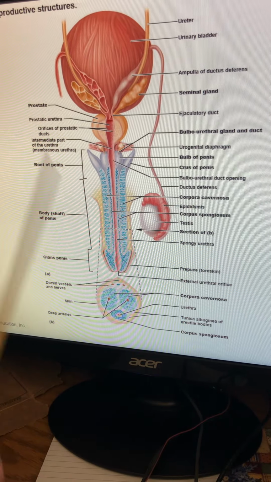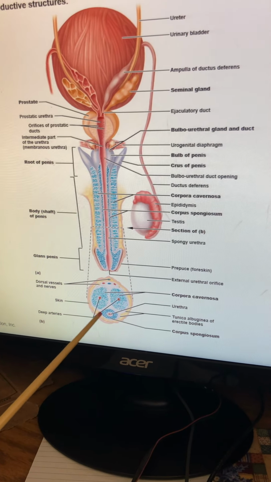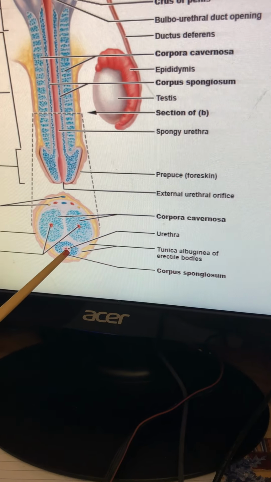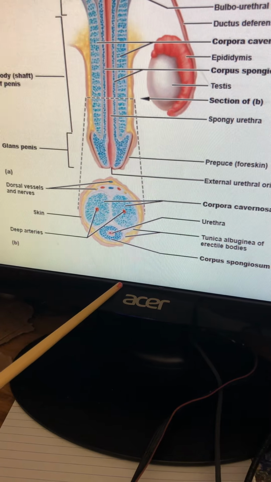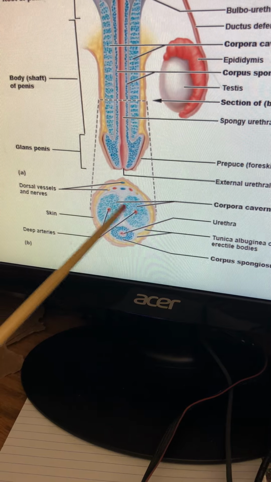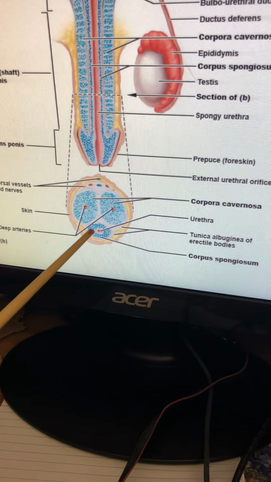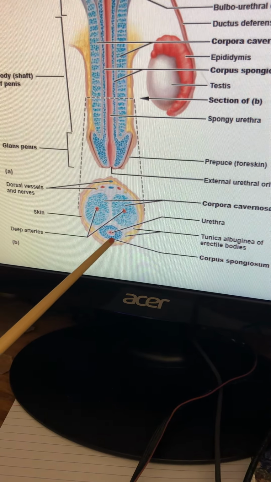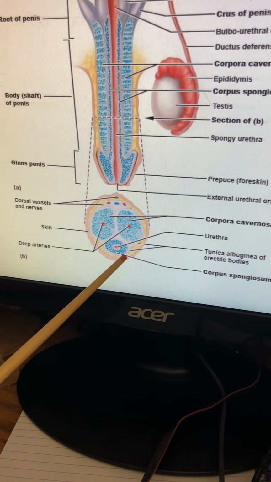So you can see in this particular view, this part down here is showing you the corpus spongiosum, which is around the urethra. I always tell people this looks like a monkey's face. Here are the two eyes of the monkey. They are the corpora cavernosa with their deep arteries in the center of it. And down here, the mouth of the monkey has the urethra in the center of it. So surrounding the urethra, or the opening, is going to be this corpus spongiosum.